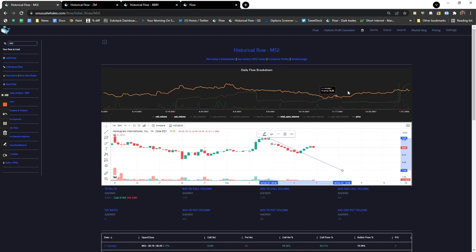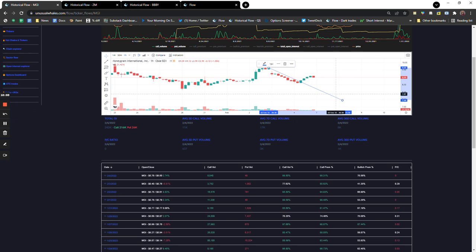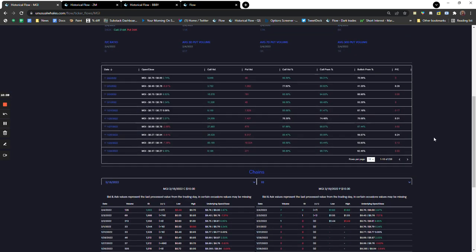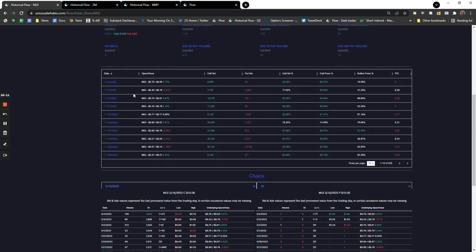So the daily flow breakdown, we're looking for either call, put premium divergence, or vice versa. If we're bearish, we're looking for rises in open interest. We're looking for basic chart patterns here, see where our resistance is, support, because that'll help us determine where we want to enter. We're looking right here, just see where our put to call ratio is, how the call volume is by comparison.